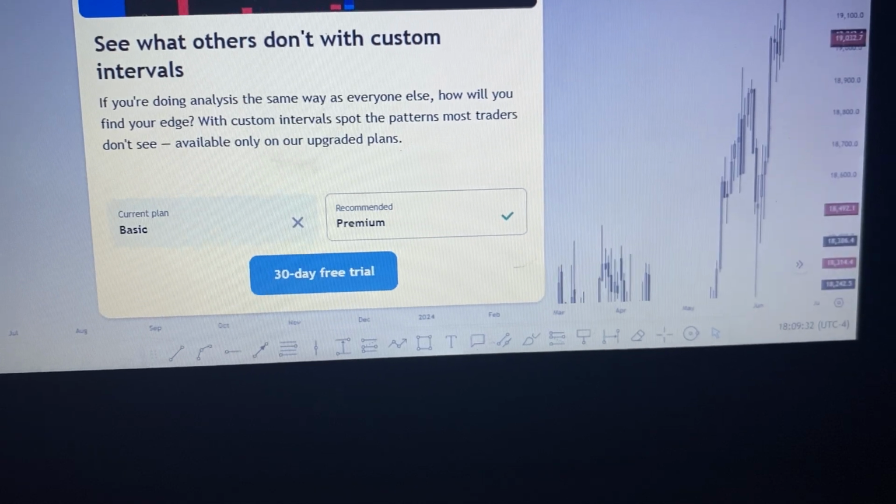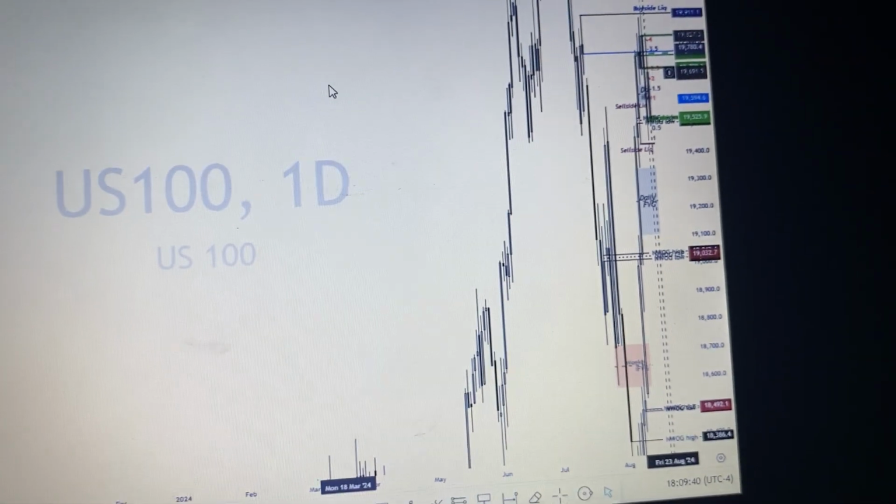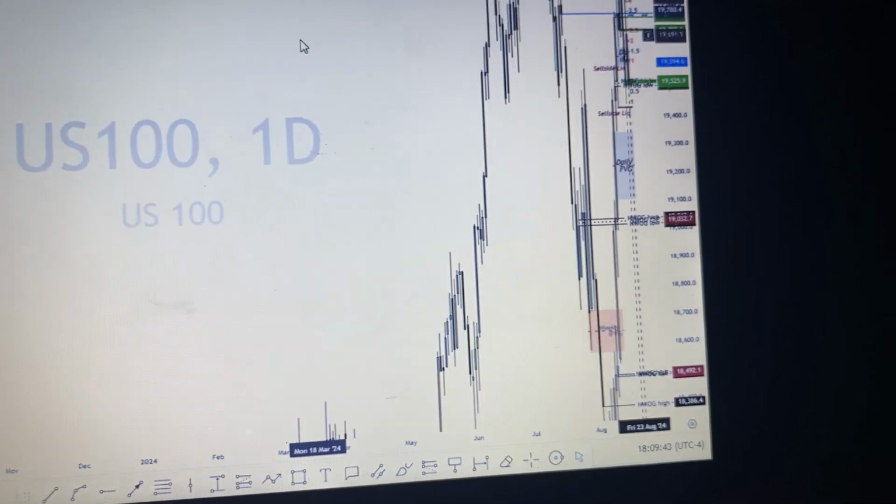I was going to make an example on Nasdaq, but on Nasdaq I use a different approach, not the approach that I told you about. Because if you see in the group chat, I'm scalping the hell out of this.